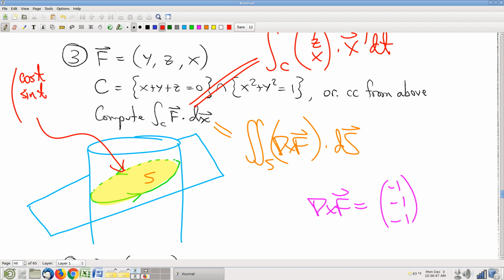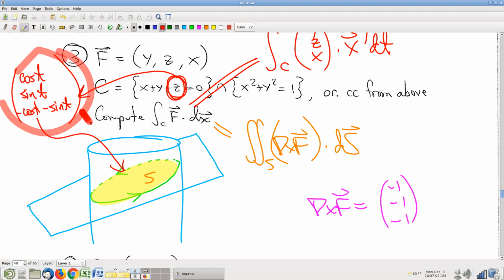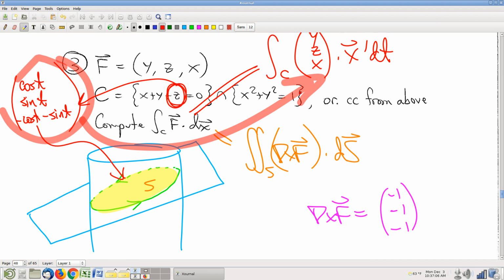It's really easy to parameterize x and y. And then z, how do I get z? Well, according to this, z is negative x minus y. So negative cosine t minus sine t. And if you take this parameterization and plug it into there, it's not that bad. I'm not saying that's the way to do it, but that's certainly a reasonable option.